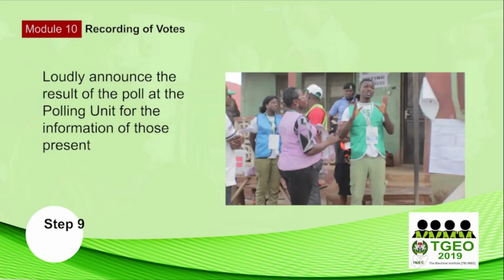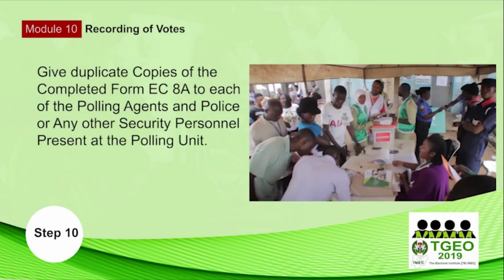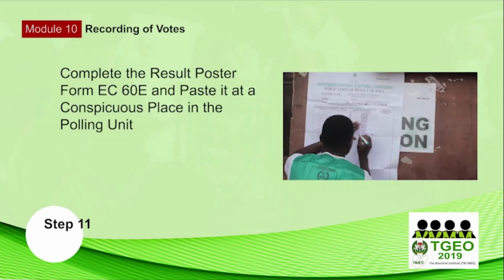Step 9. Loudly announce the result of the poll at the polling unit for the information of those present. Step 10. Give duplicate copies of the completed Form EC8A to each of the polling agents and police or any other security personnel present at the polling unit. Step 11. Complete the result poster Form EC60E and paste it at a conspicuous place in the polling unit.